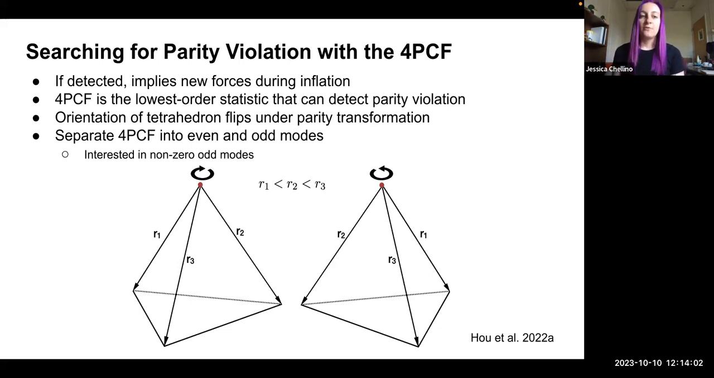We can separate the 4PCF into even and odd modes using isotropic basis functions. The even modes are parity symmetric, so we're really just interested in the odd modes. The odd modes should be 0 up to noise, so if we are able to detect a non-zero odd mode, that could indicate a measurement of parity violation.